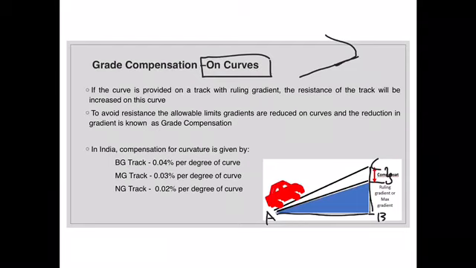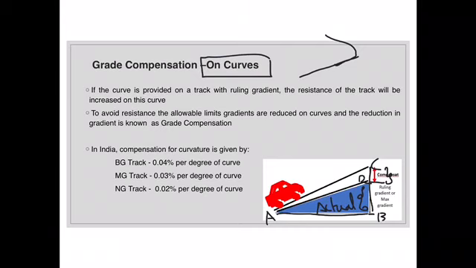From B to C, that's the ruling gradient or the maximum gradient to be provided, and I'll take this point D. The gradient from B to D is the actual gradient provided at the curve, to reduce the resistance caused to the movement of the train at the curves. So the amount by which the grade has been reduced, we call the grade compensation. How much needs to be compensated?